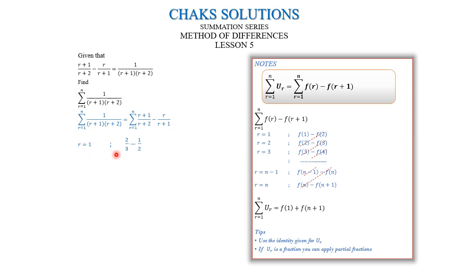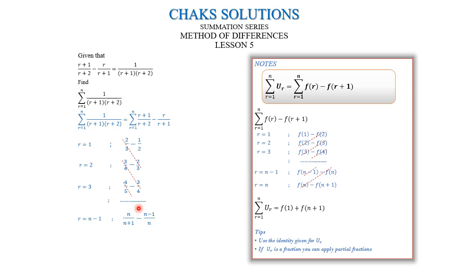So when r equals 1, we are going to have 2 over 3 minus 1 over 2. Then when r equals 2, we are going to have 3 over 4 minus 2 over 3. Then when r equals 3, we are going to have 4 over 5 minus 3 over 4. Right, so if you study the pattern here, you're going to see that 2 over 3 minus 2 over 3 is 0. Then 3 over 4 minus 3 over 4 is also 0. So the terms are cancelling like this. This one will cancel with this one, and this one also cancels with this one. Then 4 over 5 automatically will cancel with the term at r equals 4. Right, so this will continue up to the end of the term.